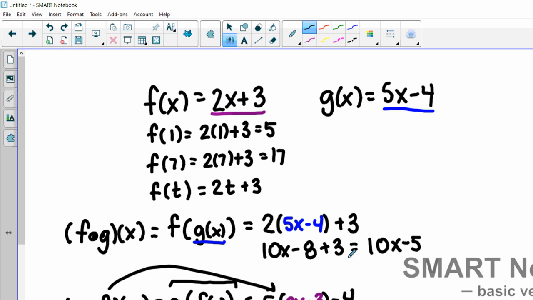Notice that g of f of x does not equal f of g of x. There are some sets of functions that we'll talk about later on if you're in college algebra that it doesn't matter what order we plug them in. We're going to get the same thing out over here. Those have a special relationship. These do not. They might look similar. They both have a 10x, but they aren't going to be the same.